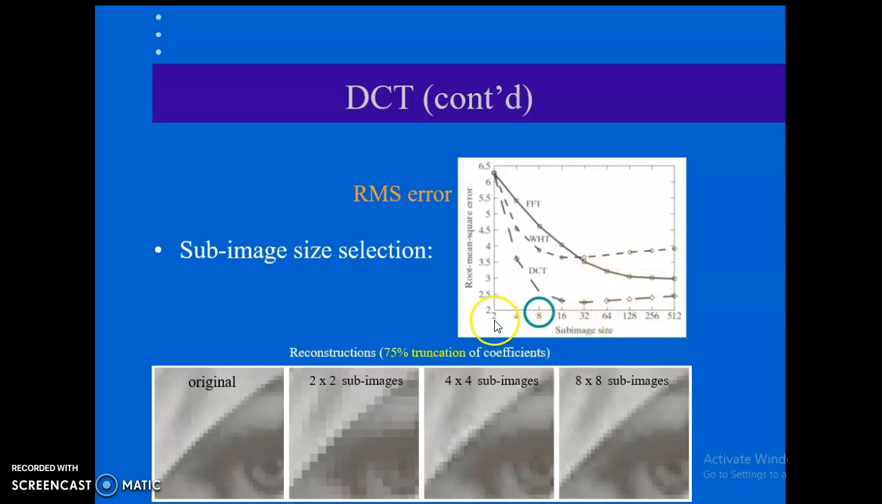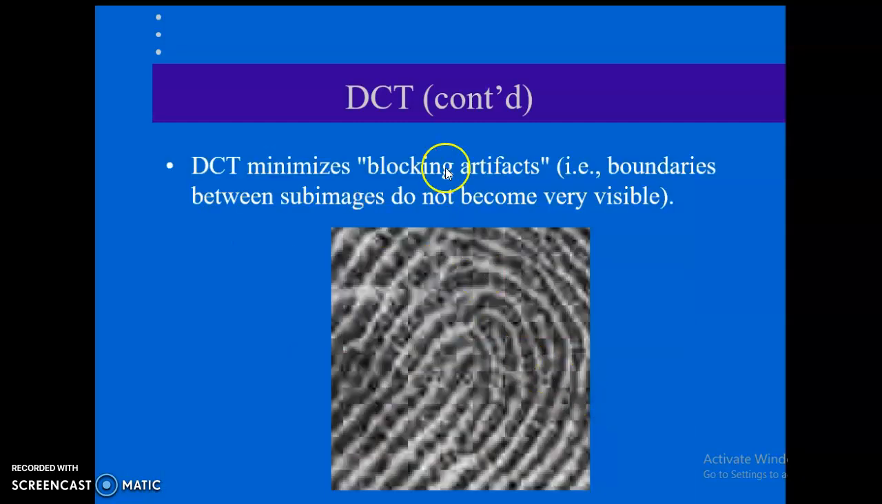In the x-axis: 2, 4, 8, 16, 32, 64, 128, 256, 512. In the y-axis: root mean square error, 2, 2.5, 3, 3.5, 4, 4.5, 5, 5.5, 6, 6.5. Reconstruction at 8.5, truncation of coefficients: original, 2 cross 2 sub-images, 4 cross 4 sub-images, 8 cross 8 sub-images. DCT under continuation.